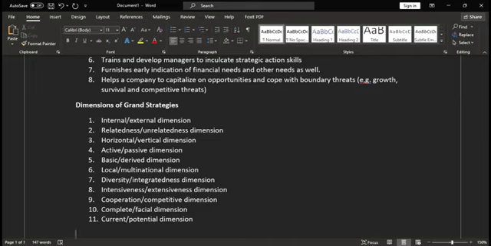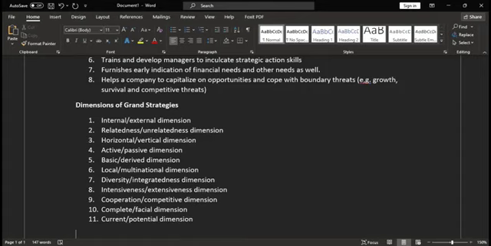The internal slash external dimension. The internalization is the extent to which the strategy adopted by an organization is independent of any other entity. The externalization is the extent to which the strategy adopted by an organization is dependent or in association with another entity. That is the juxtaposition.